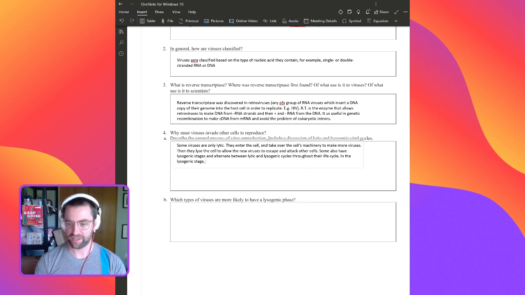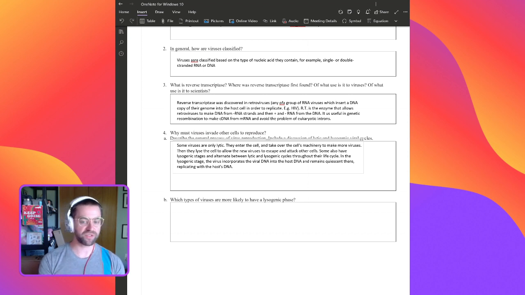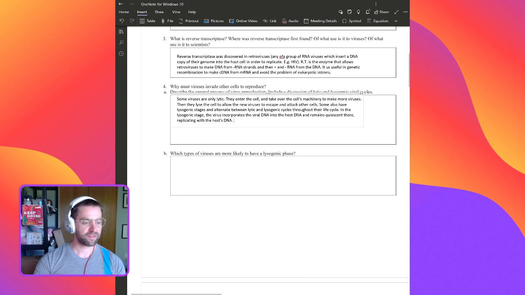In the lysogenic stage, the virus incorporates the viral DNA into the host DNA and remains quiescent. So then it can later come out of the host's DNA and enter a lytic cycle to then infect other cells. Environmental conditions that stress the host cell may trigger this process. All right.